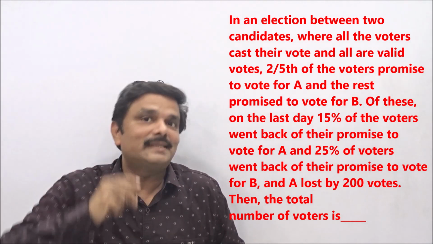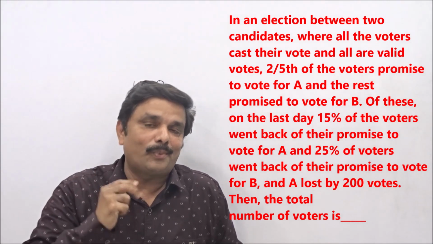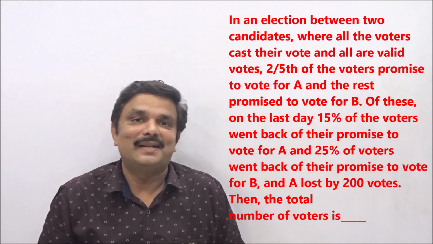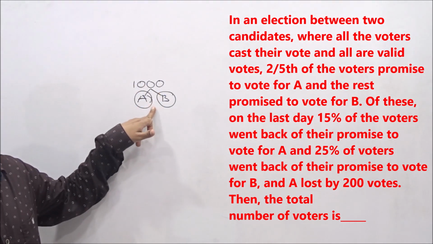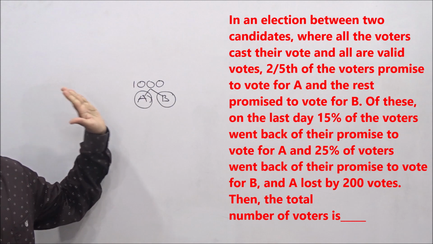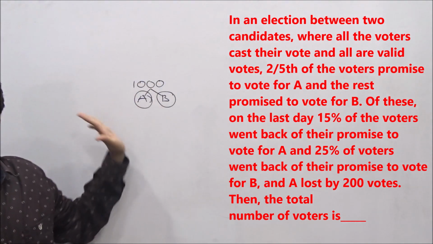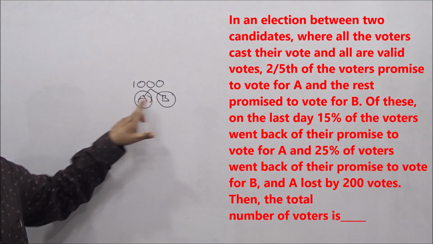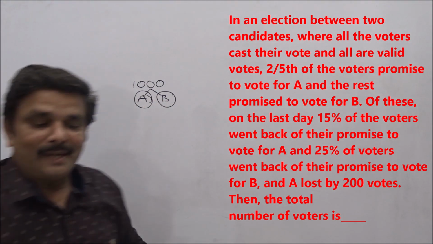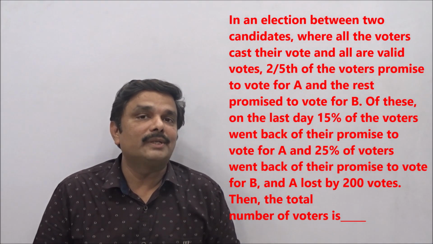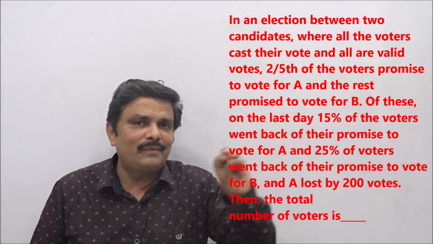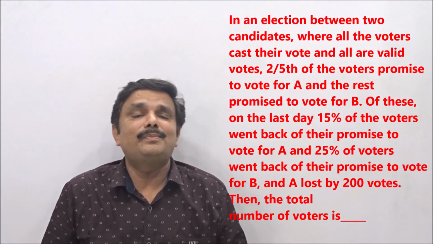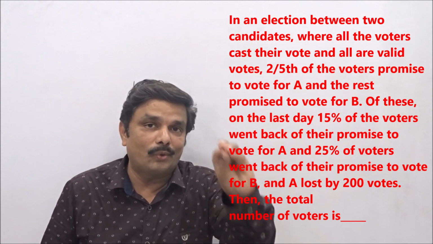How have you analyzed it? If you analyze the information properly, doing the question is not a big issue. Easily you can do it. So here the first point we have already analyzed: only 2 candidates are there, all have cast their vote, there is no invalid vote. That means all the votes must be distributed between A and B only. The second point is that 2/5 of the voters promised to vote for A. They have given the commitment, 2/5 of the total votes. And the rest, meaning 3/5 of the voters, promised to vote for B.